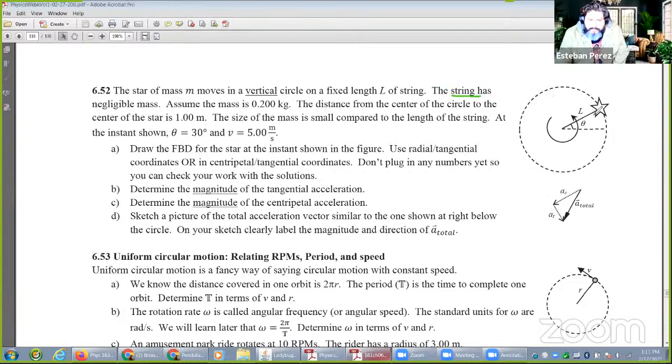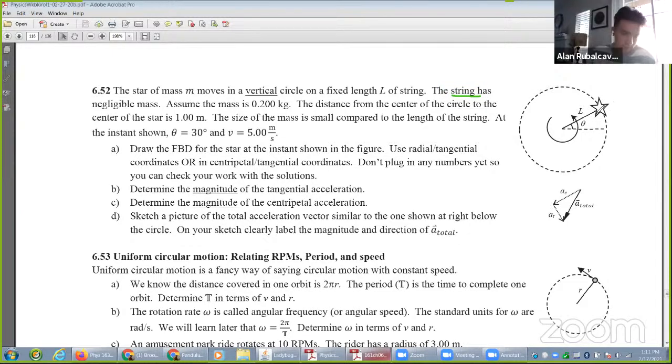Tension. Which way does it point? Inwards, towards the center. Good. Strings don't push. Well, unless you freeze them with liquid nitrogen, then you could push with them. But that's not what we're doing. So there's a tension towards the center. What else do we have?